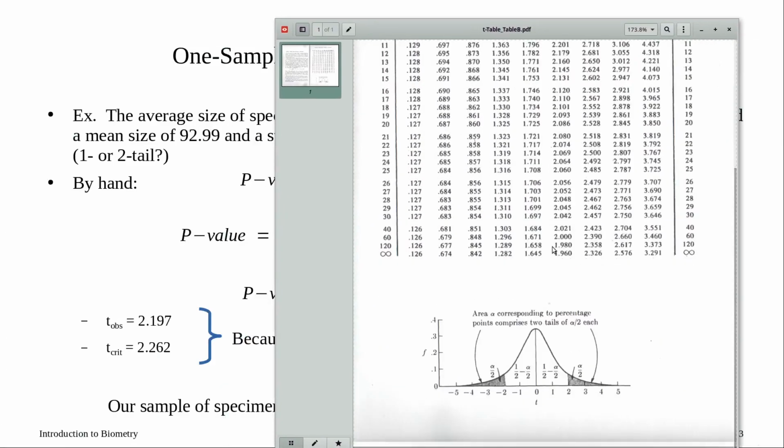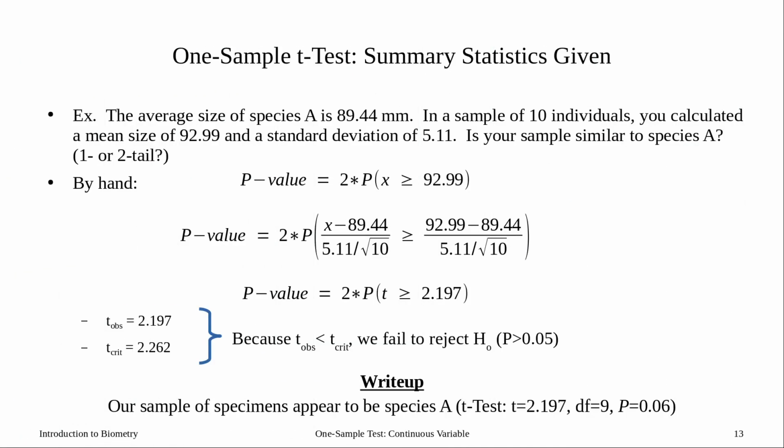If our t-observed was greater than that t-critical value, then it means we're in the shaded region, which represents 5%. So we would know then that our p-value was less than 0.05. In this example, our p-value is greater than 0.05, so we fail to reject our null hypothesis. Now remember, our null hypothesis is that our means are equal. Our sample mean equals our population mean. So if that's our null hypothesis and we fail to reject it, then we would conclude that our sample is equal to that population mean.